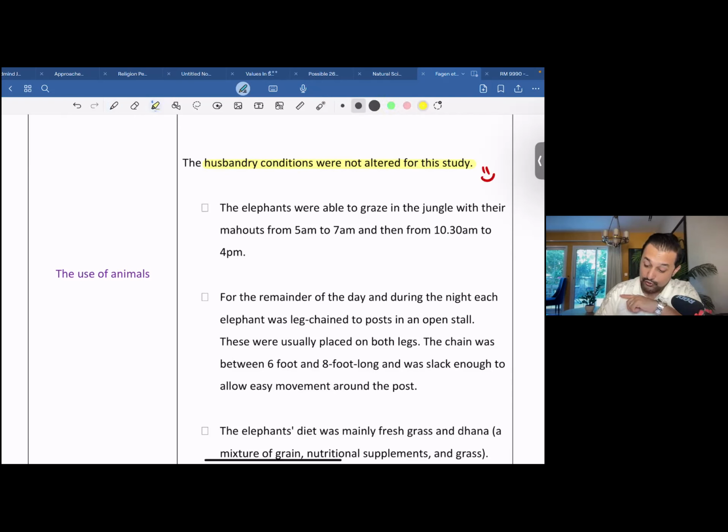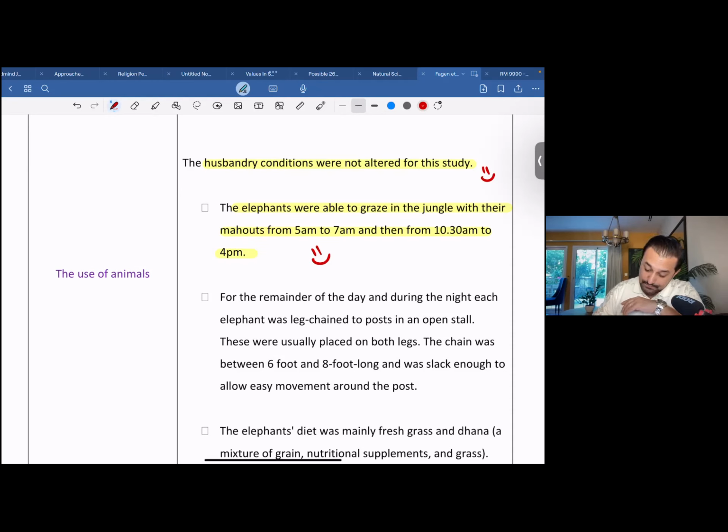The elephants were able to graze in the jungle with their mahout from about 5 a.m. to 7 a.m. and then from 10:30 a.m. to 4 p.m. This again is you catering to the welfare of the animal, not letting your research affect the day-to-day activities, the general routine of these animals, right?